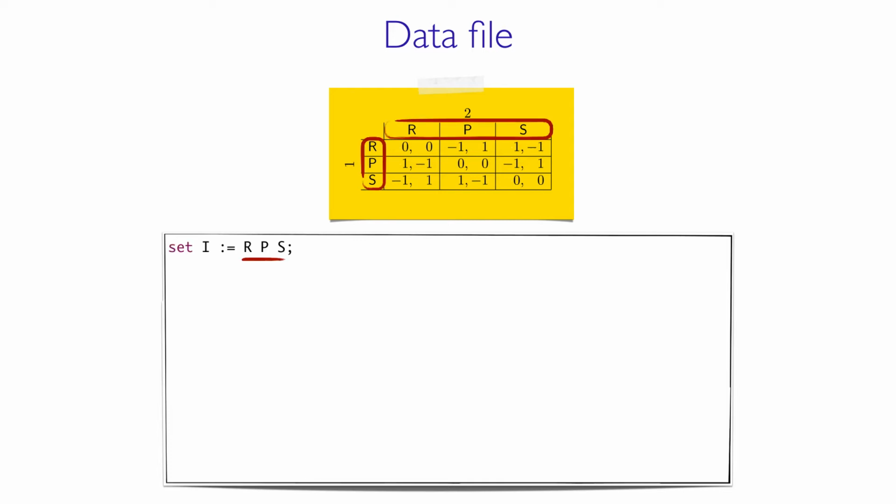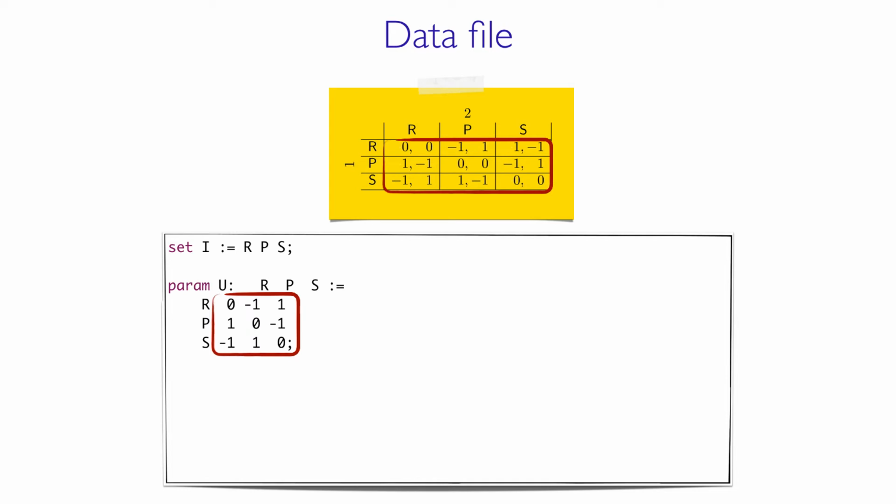First, we specify the elements of the set uppercase I that represent the actions of the players, in this case R, P, and S, which stands for rock, paper, and scissors. Then we specify values for the parameters, that is the matrix uppercase U representing the utility matrix of the first player. AMPL provides a nice way to express matrices.